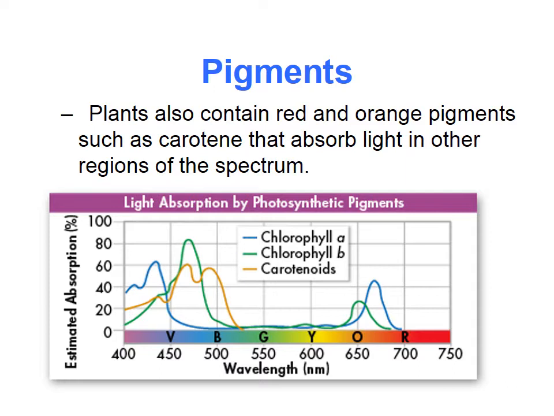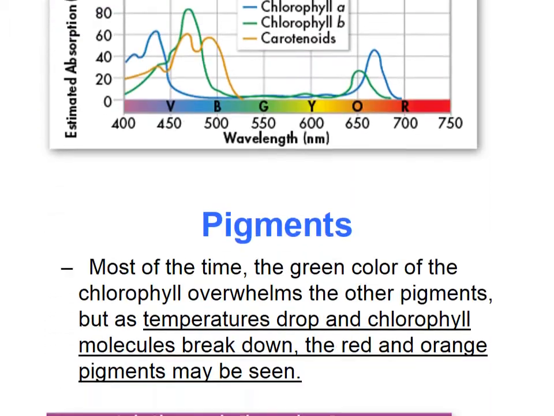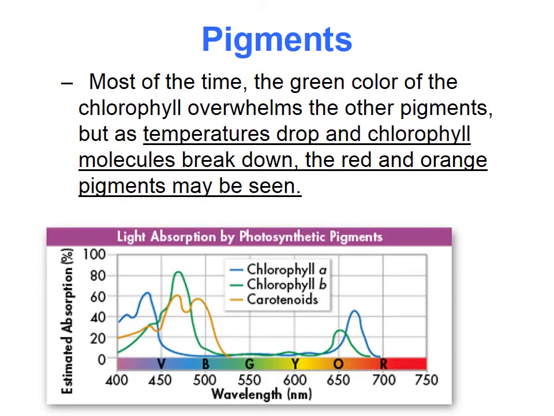So think about when leaves turn orange, or when they turn red, or when they turn yellow, that's when you're able to see the other pigments. So the chlorophyll has kind of stopped absorbing what it absorbs, and the other pigments have come into play. So when the weather turns cold or the temperatures drop, chlorophyll starts breaking down, and that's when you're able to see the red and orange.